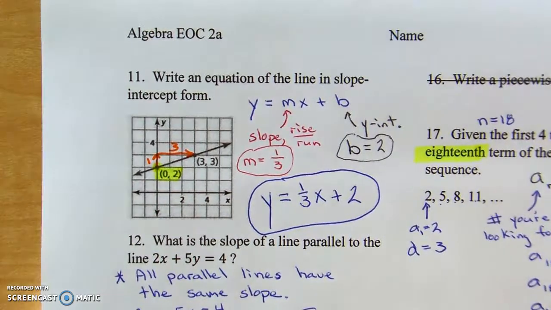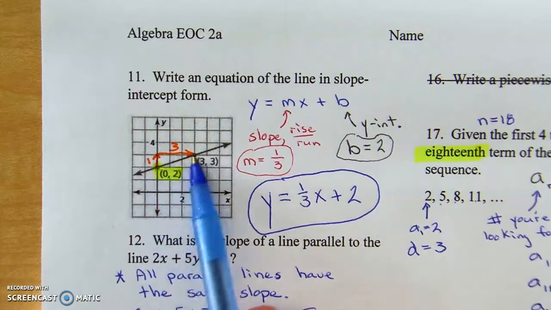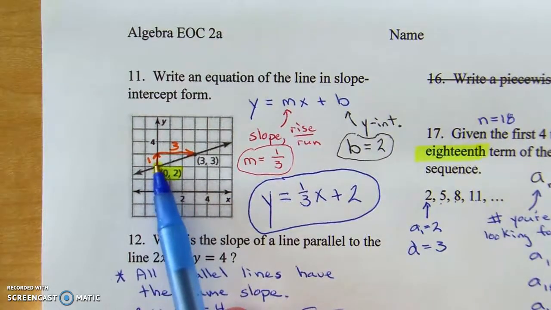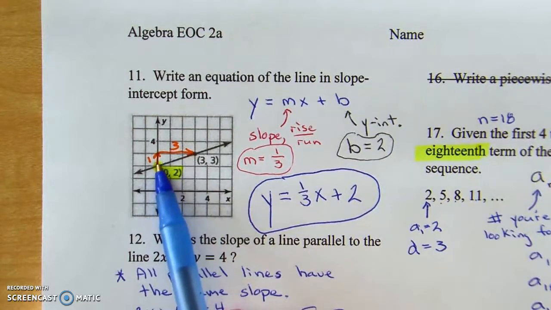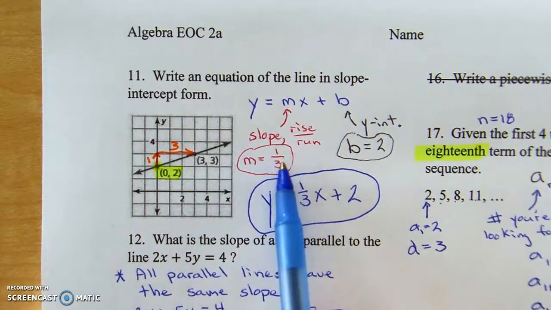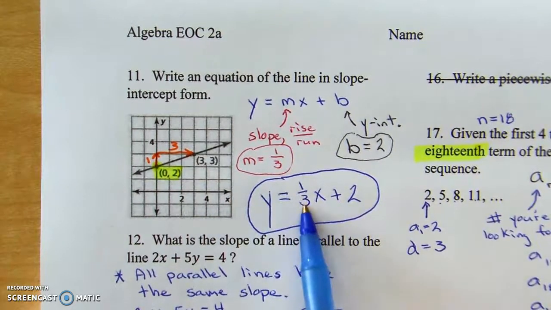With this particular problem, we've got a picture of a line, so we can use the 2 points to figure out what the slope is. What I did was I just went from the leftmost point to the rightmost point, and I did that by going up 1 and to the right 3. So my rise was 1, my run is 3. So that's what m is, and that's part of my final answer.